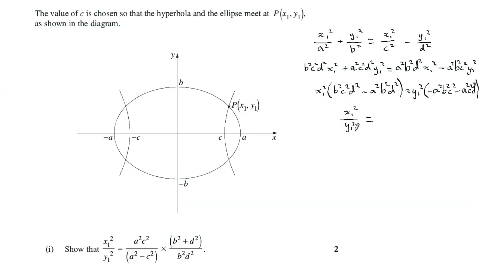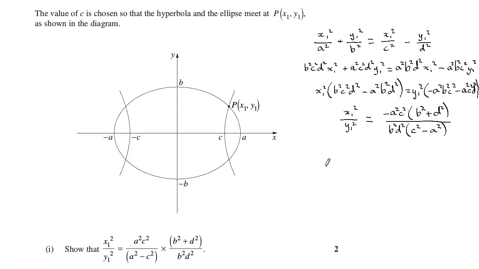So that we get that, which is what we're trying to find. Okay, and let's factorize this as well, because we've got an a squared and a c squared in there. So that'll be negative a squared c squared times b squared plus d squared. And so we'll have it over this, but let's factorize this as well, because we've got a b squared d squared. Take that out the front, and we're left with c squared minus a squared.